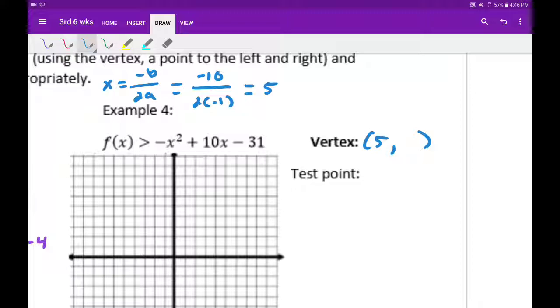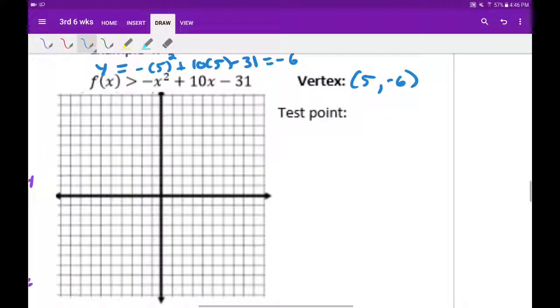Okay, so remember f of x is y, so I'm going to put 5 into here. So I'm going to have negative 5 squared plus 10 times 5 minus 31. Okay, this is going to end up equaling -6. Okay, so there's my vertex. So I'm going to go ahead and graph that. 5, -6, 2, 3, 4, 5. So there it is. Okay, that's my vertex.